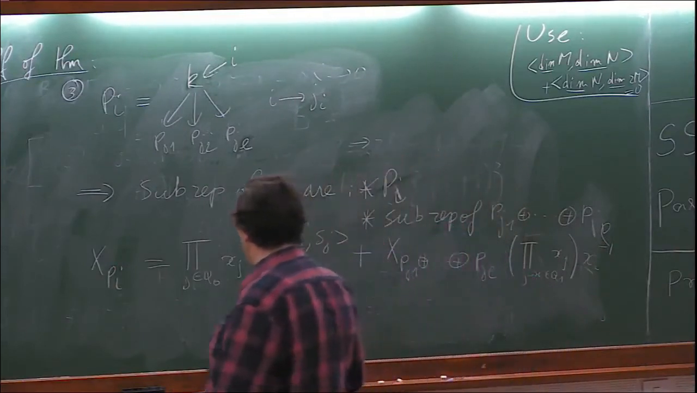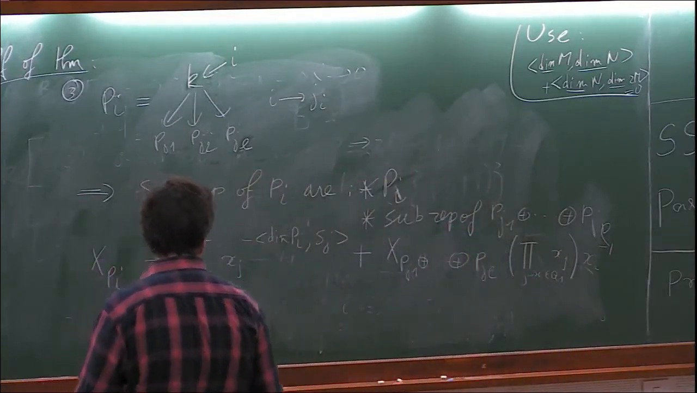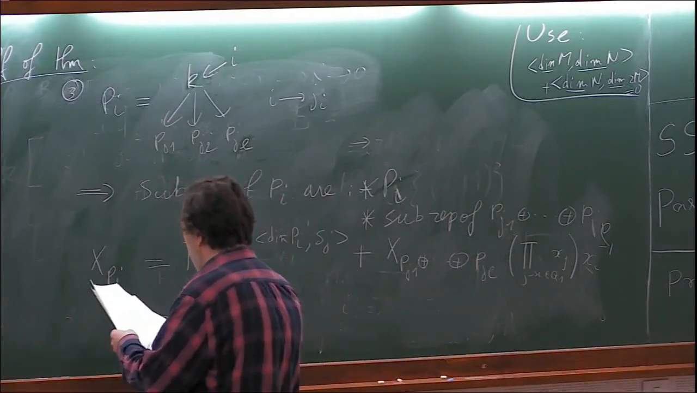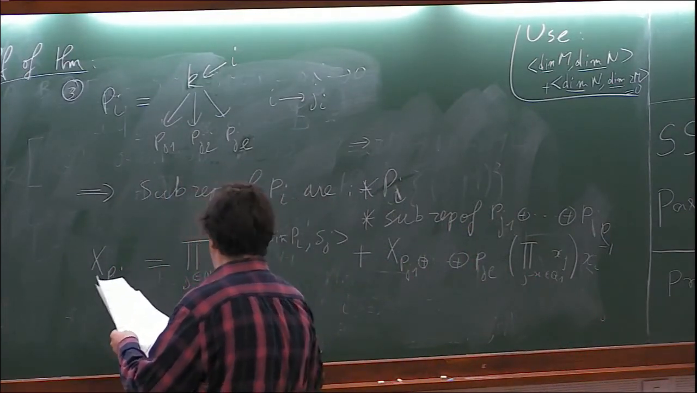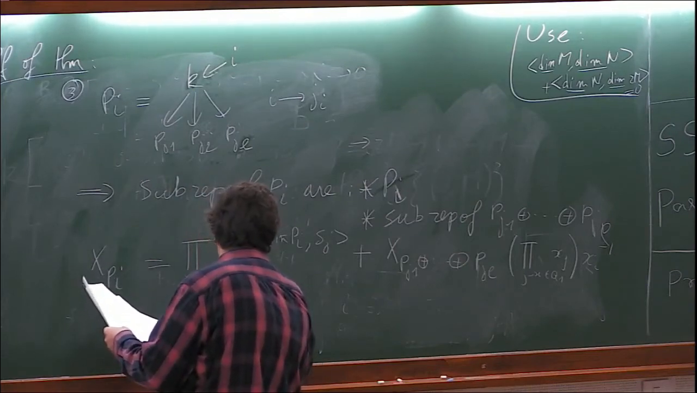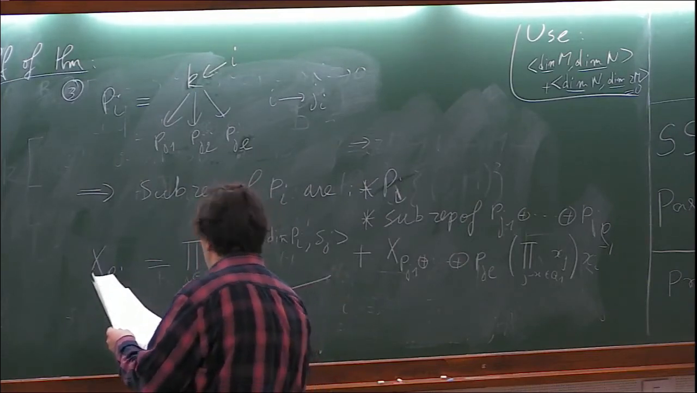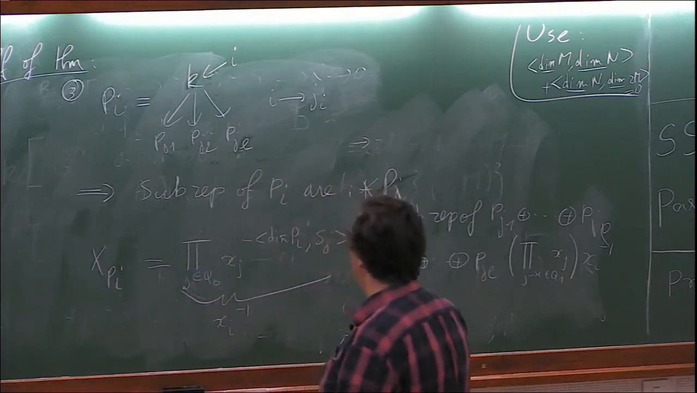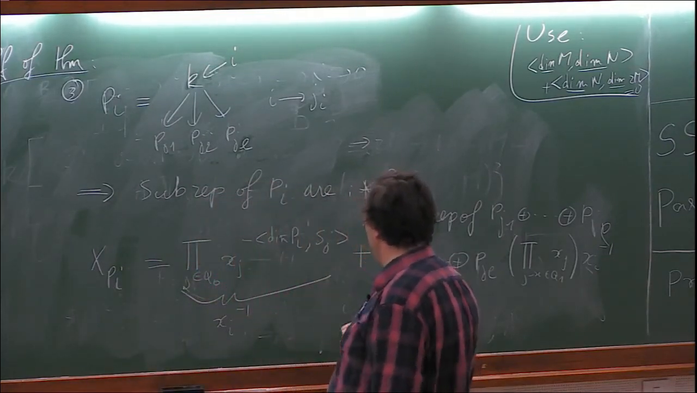And this you can prove. It's not very difficult either to prove that. I can explain why it is that it's just x_i to the minus 1. And why is it that? Because you can prove the following thing.